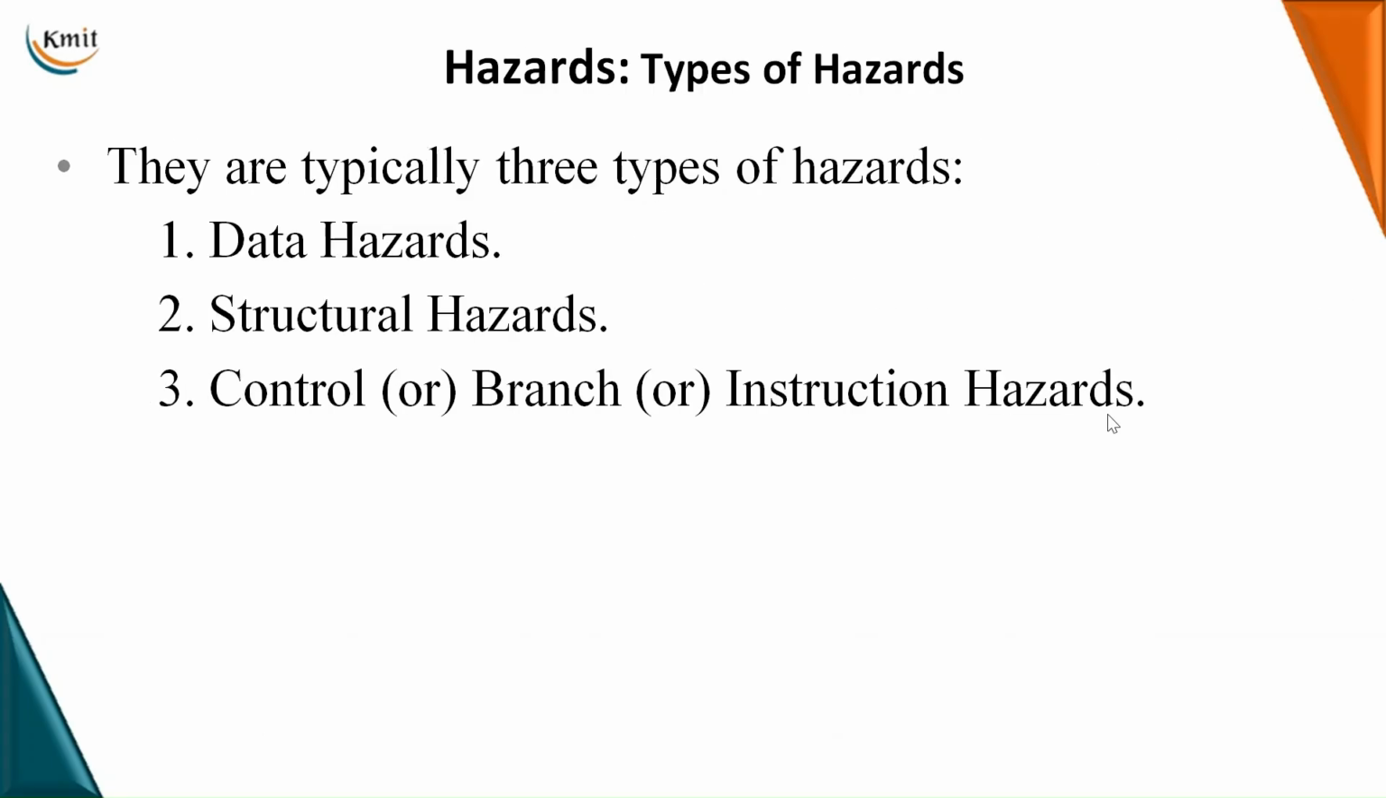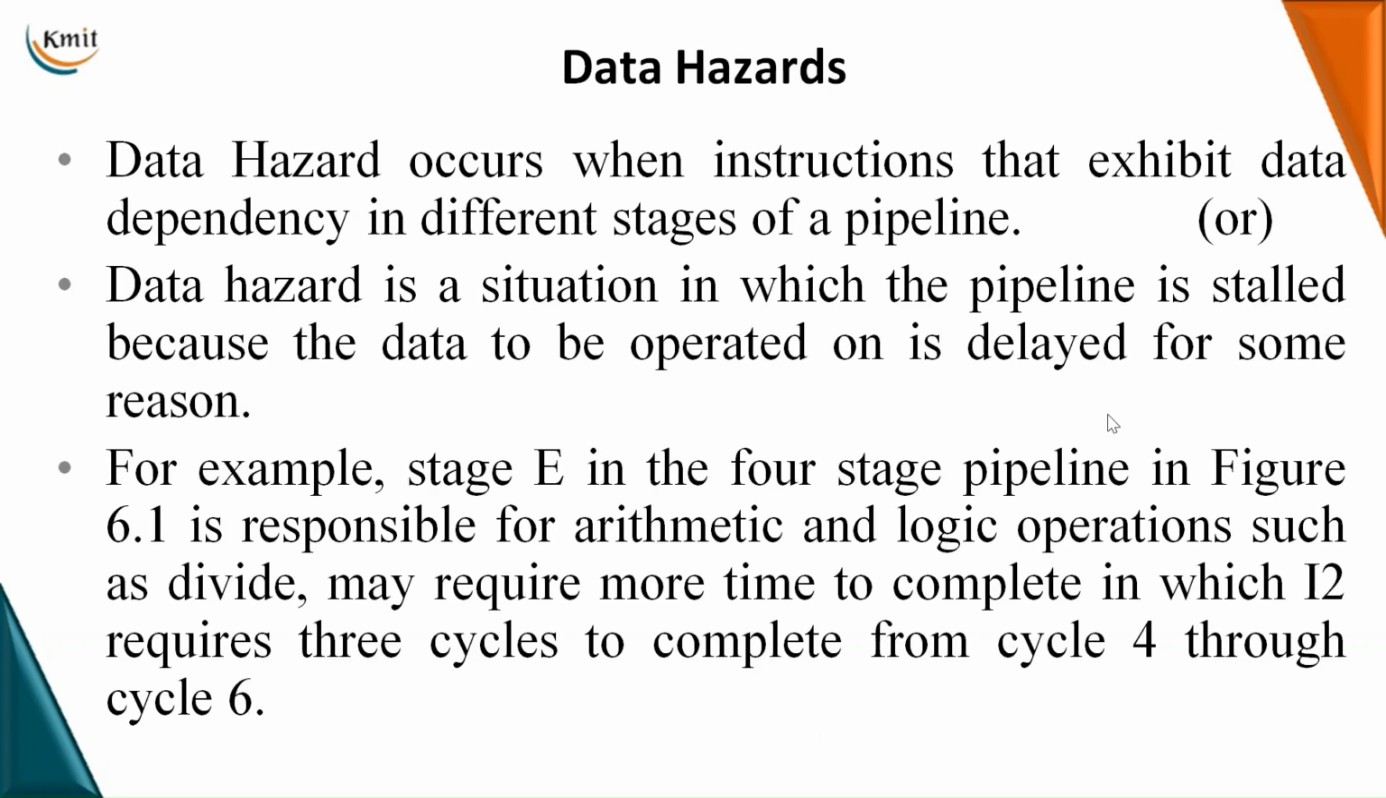Coming to the types of hazards, there are basically three types of hazards that occur in a pipeline. First is the data hazard, second the structural hazard, and third the control or branch hazard, which we also call the instruction hazard. So let us see each type of hazard with an example. First, we move on with the first type of hazard, which is called a data hazard. So, what is a data hazard?